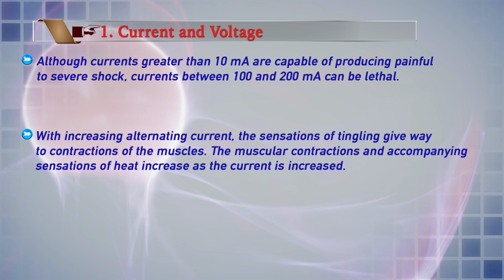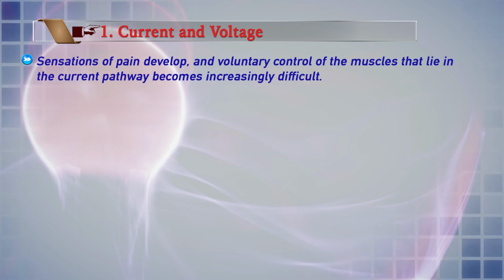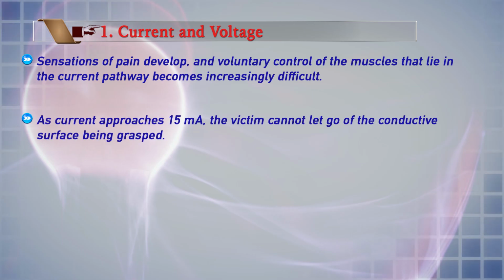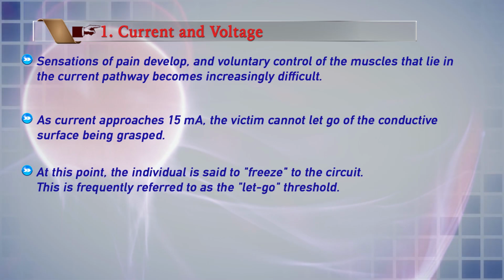With increasing alternating current, the sensation of tingling gives way to contraction of the muscles. Muscular contraction and accompanying sensation of heat increase as the current is increased, sensation of pain develops, and voluntary control of the muscles that lie in the current pathway becomes increasingly difficult. As current approaches 15 milliampere, the victim cannot let go of the conductive surface being grasped. At this point, the individual is said to freeze to the circuit. This is frequently referred to as the let go threshold.